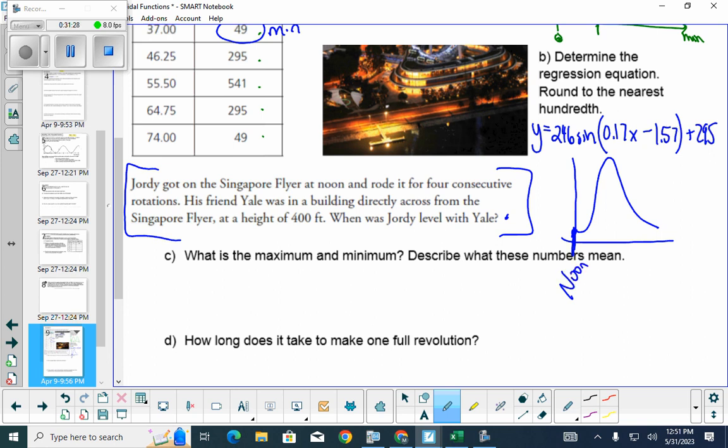Okay, we just determined it's 37 minutes. So 12:37 p.m., he's gone all the way around, right? We just discovered that. His friend Yale was in a building directly across from the Singapore Flyer at a height of 400 feet off the ground. So this is a height, or in other words, it is a y value. So we've got a y value of 400. When was Jordy level with Yale?